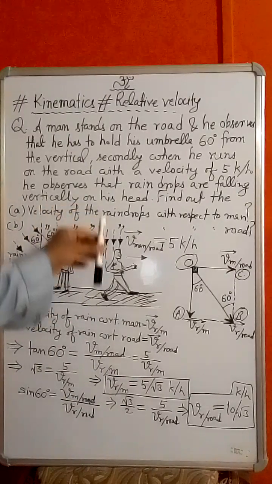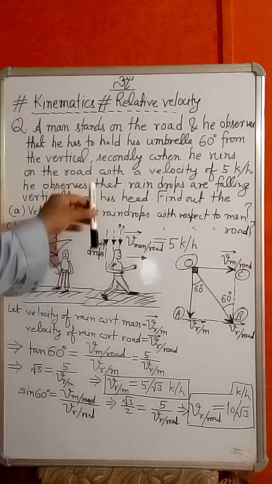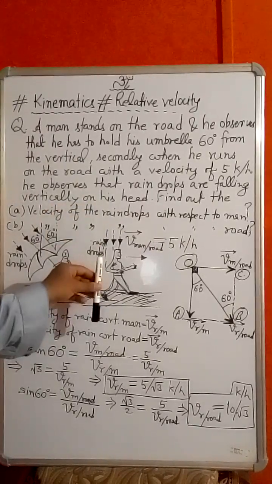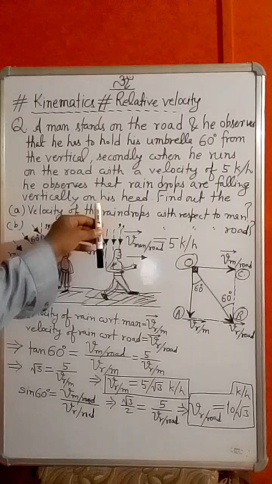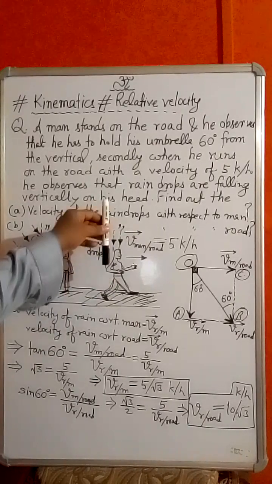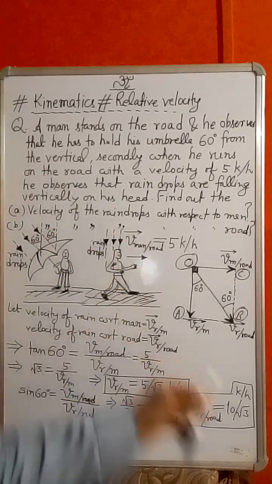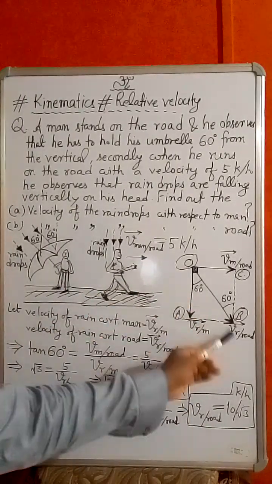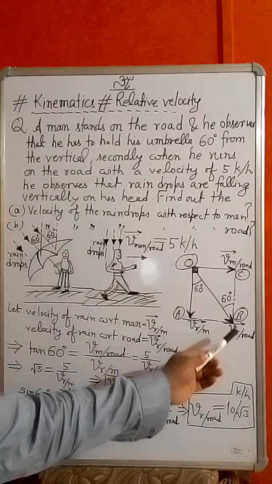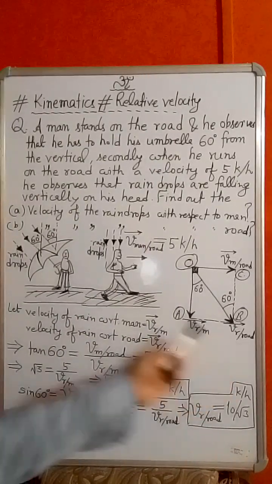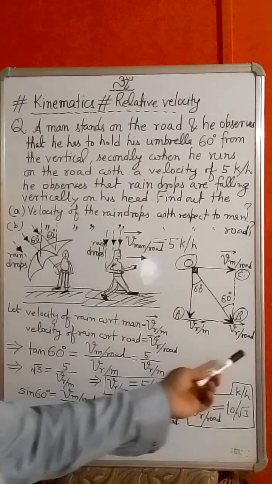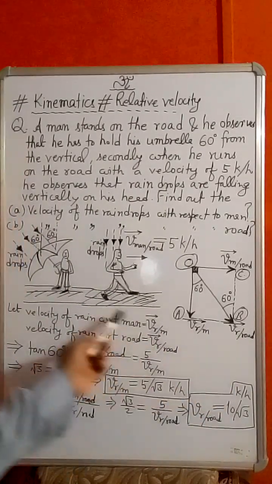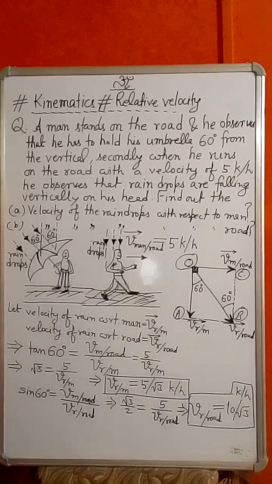But in the second case, the velocity of the raindrop in the vertically downward direction is the observed part. It is observed by the man while running on the road, right? So this is the absolute one, the velocity of raindrop with respect to road. Why? Because the road is stationary. The road has not started running or moving, correct? So the road is an inertial frame of reference, correct?